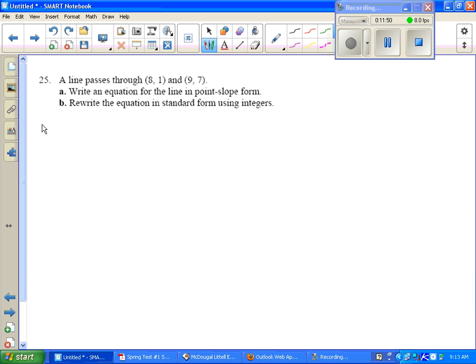Number 25, you have to do likewise. You have to write in point slope form, then move it to standard form. So in order to find our slope, we'll do it a little quicker this time. y sub 2 minus y sub 1 is 7 minus 1 over x sub 2 minus x sub 1, 9 minus 8. 7 minus 1 is 6 over 9 minus 8 is 1. So your slope is 6.